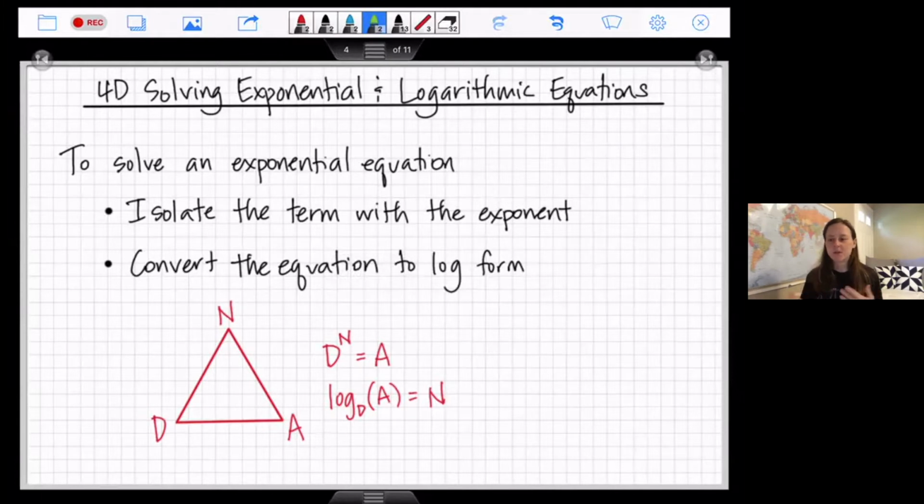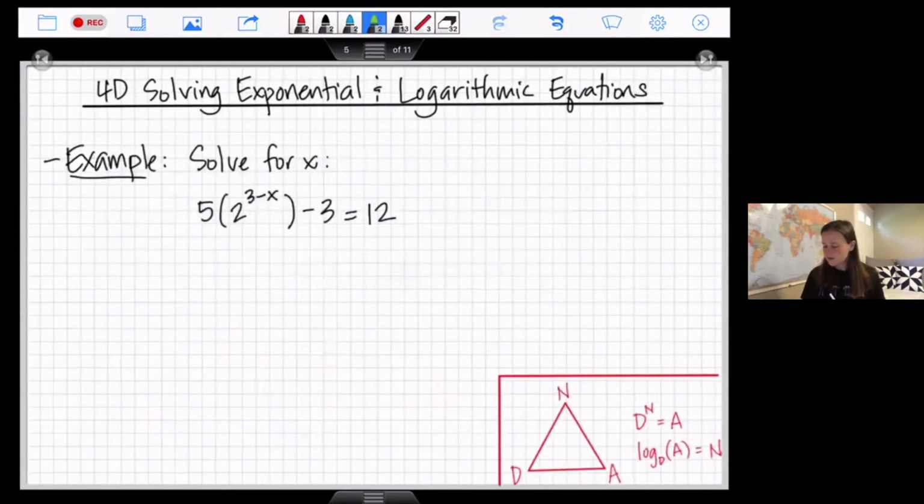All right, so let's try to do one of these. So I've got this exponential equation here, and I've got our triangle of power and relationships down there on the right to remind us. So our first step is to try to get the exponential thing by itself. So we're going to think of this part here as a unit, and we're going to try to get the 5 and the 3 off of it before we start using the logarithm. Okay, so I am going to deal with the 3 first. So I'm going to add 3 to both sides.